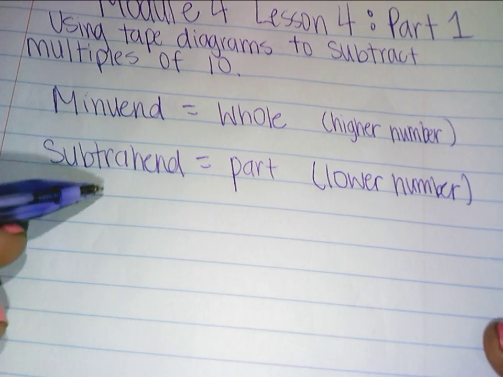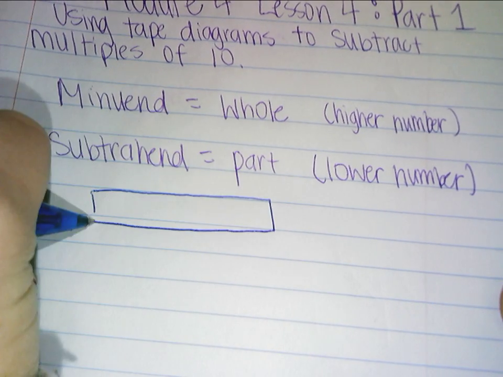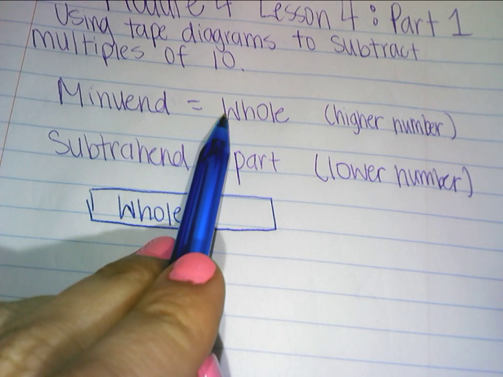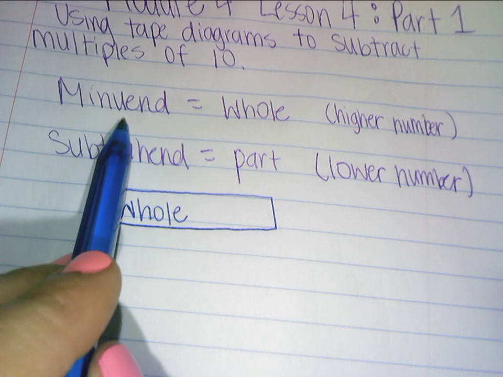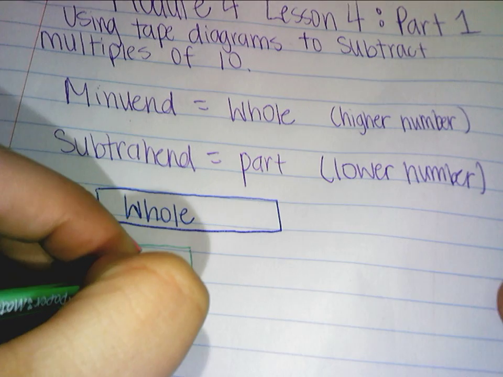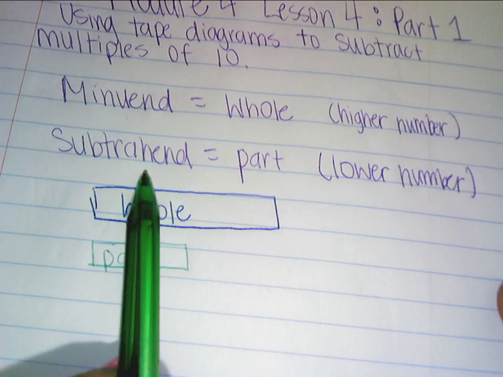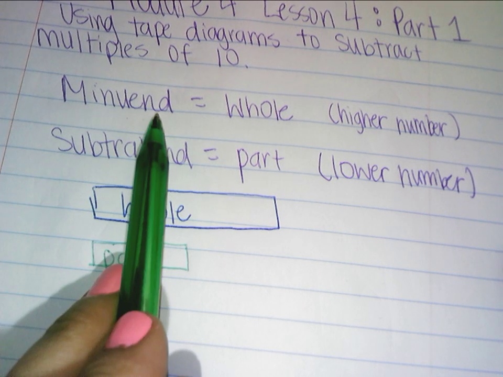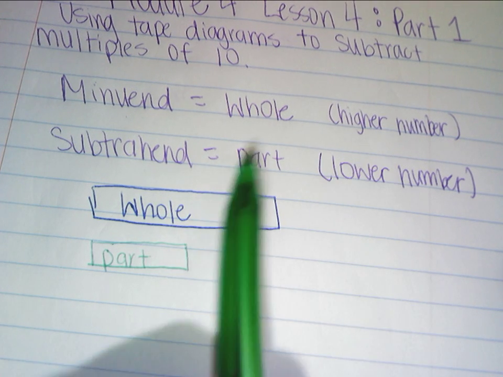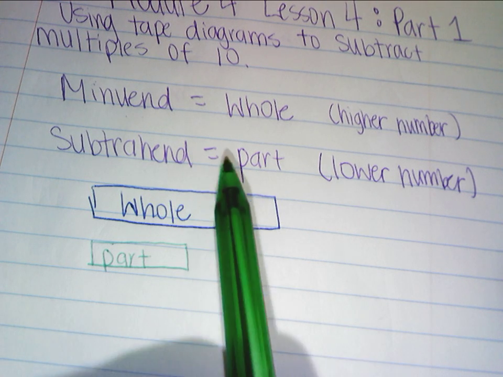When you have a tape diagram, you have the whole on the top, and in this case, we're going to call the whole in a subtraction equation the minuend, okay? And then you have a part down here. And in this case, we're going to call the part a subtrahend. That is a high-level word. So minuend is the whole, subtrahend is the part. The minuend is the higher number, which is always the whole. The subtrahend is the part or the lower number that you're taking away from the whole.